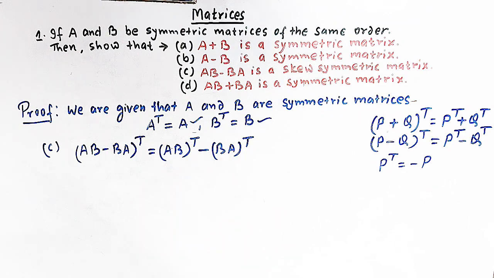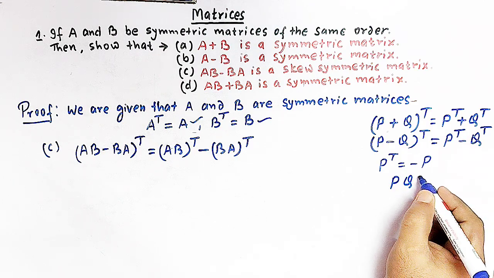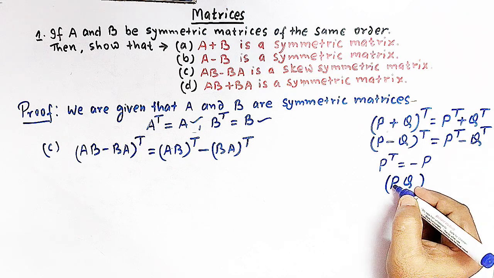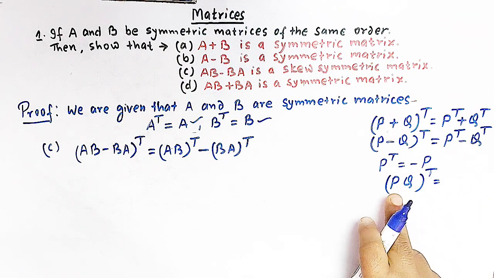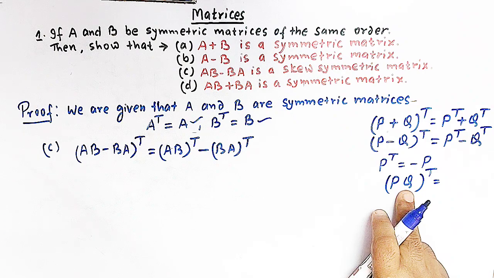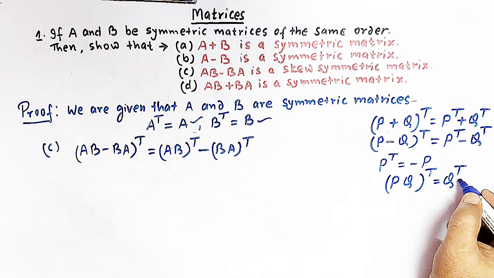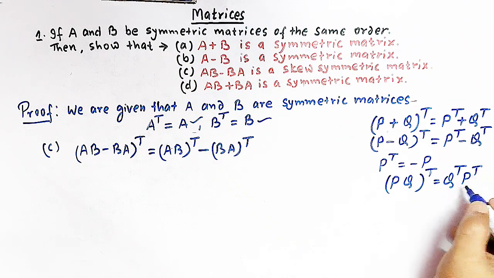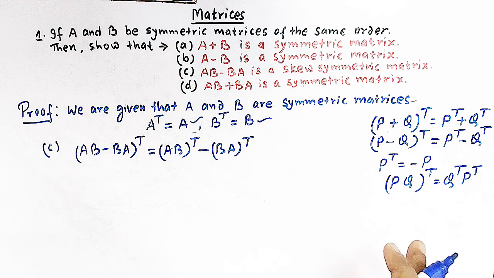So here we have to make use of another important result related to the transpose of matrices, that is known as the reversal law. If we have two matrices P and Q, then the transpose of the product PQ is equal to the transpose of matrix Q multiplied with the transpose of matrix P. This rule is known as the reversal law for transposes of matrices.